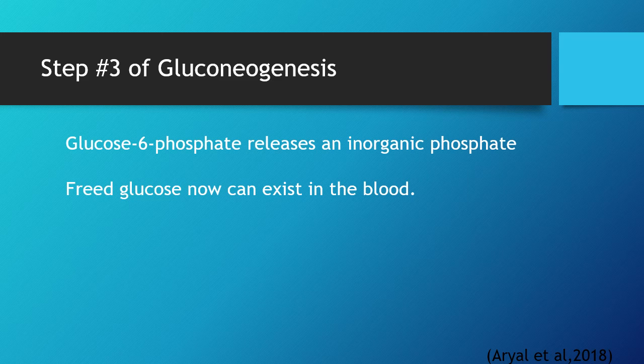An enzyme called glucose 6-phosphatase catalyzes a reaction that results in the glucose 6-phosphate releasing an inorganic phosphate, allowing the now free glucose to enter the blood.